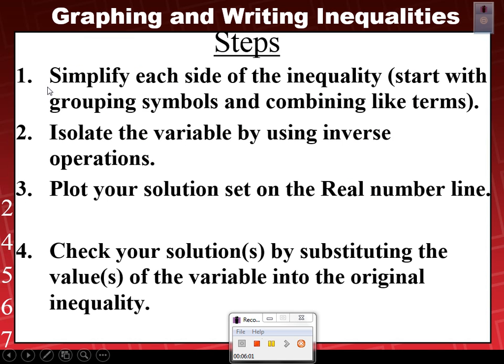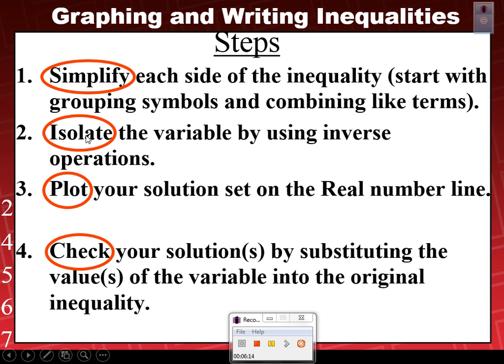If you notice, the steps are the same as when we solve equations. Simplify, isolate, plot, and check. So circle those words, please, just to make sure that you got the steps and you remember the steps.